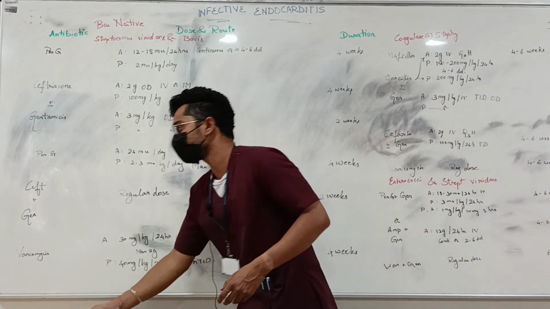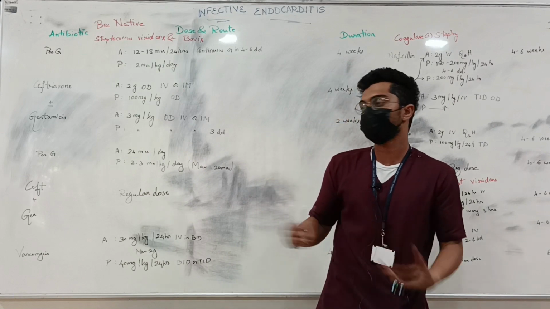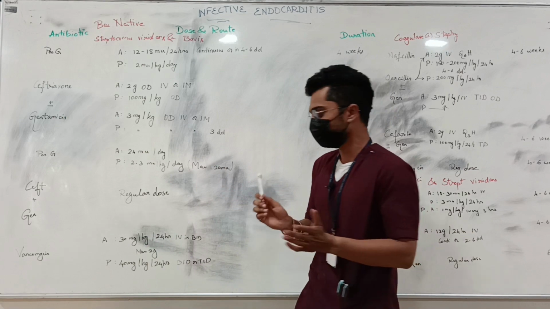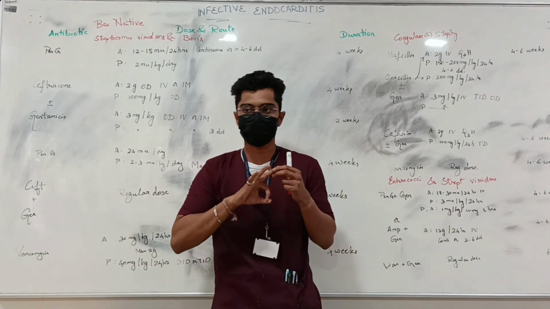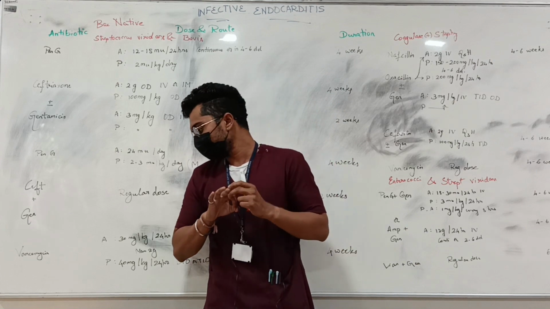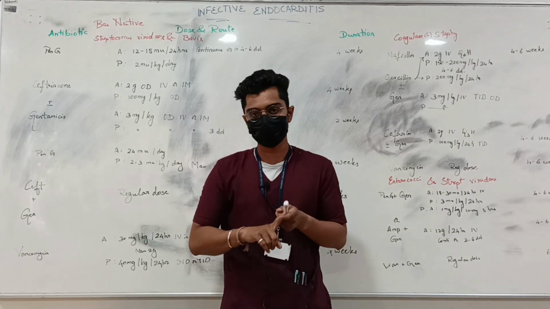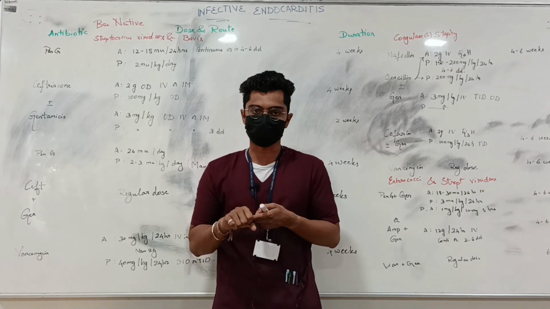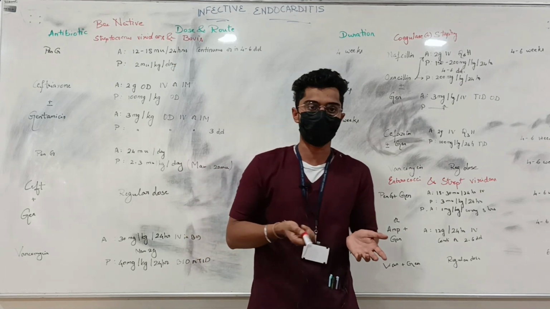And when we say infection, we think about microorganisms being present. So what organisms can be present in infective endocarditis? Basically, we have three major organisms which cause endocarditis: Streptococcus viridans, Streptococcus bovis, and Staphylococcus aureus, and also Enterococcus species. These are all gram-positive organisms.